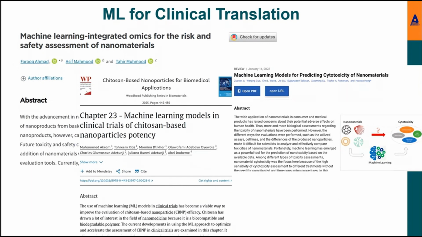And also, for the purpose of clinical translation and clinical trial, there have been some works on that. Some of these works actually make use of information about the patient to know if it's okay to proceed to the clinical trial stage. Some of them try to predict the risk associated with these nanomaterials. Then also some of them try to predict the toxicity as well as the potency of these nanoparticles.